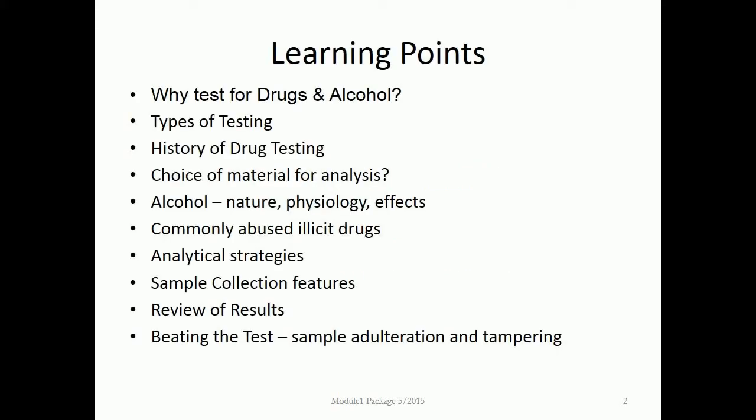Learning points. Why test for drugs and alcohol? Types of testing. History of drug testing. Choice of material for analysis. Alcohol, nature, physiology, effects. Commonly abused illicit drugs. Analytical strategies. Sample collection features. Review of results. Beating the test, sample adulteration and tampering.